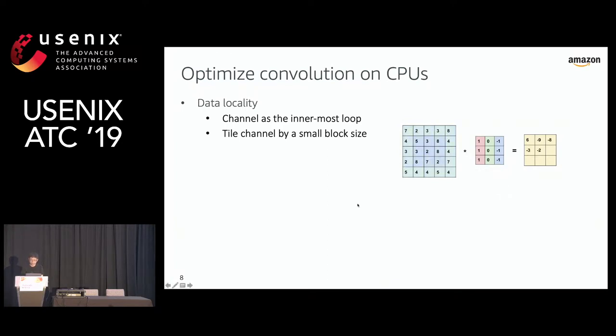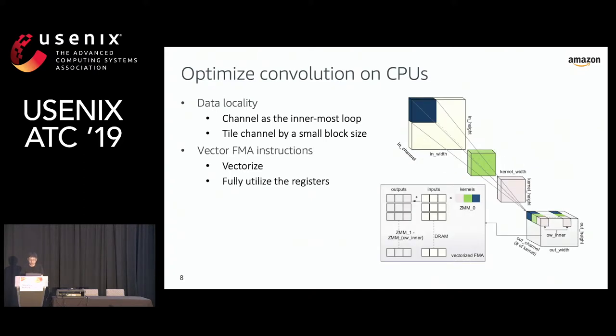Convolution consists of six loops of computation, in which the kernel width, kernel height, and the input channel are the reduction axes. The optimization of convolution is analogous to matrix multiplication. First, to utilize the data locality, we tile the channel size and put it to the innermost axis. We also leverage FMA instructions to vectorize the computation and unroll a specific size of loops to fully utilize the registers. Finally, we implemented a high-performance thread pool to take advantage of parallelism.